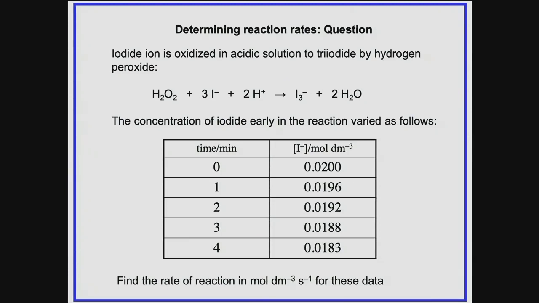So the question is, given this reaction between hydrogen peroxide and iodide to produce I3⁻, these are the concentrations of iodide as a function of time in minutes. And I simply want you to find the rate of this reaction.